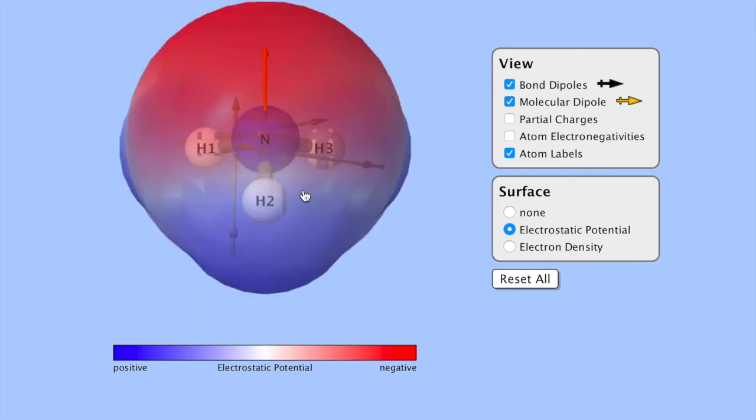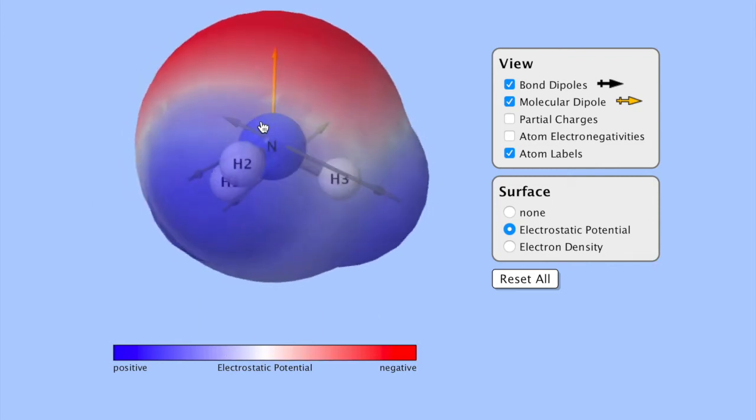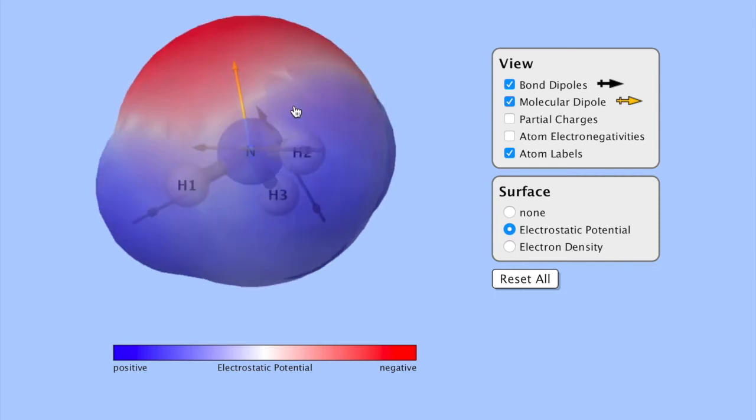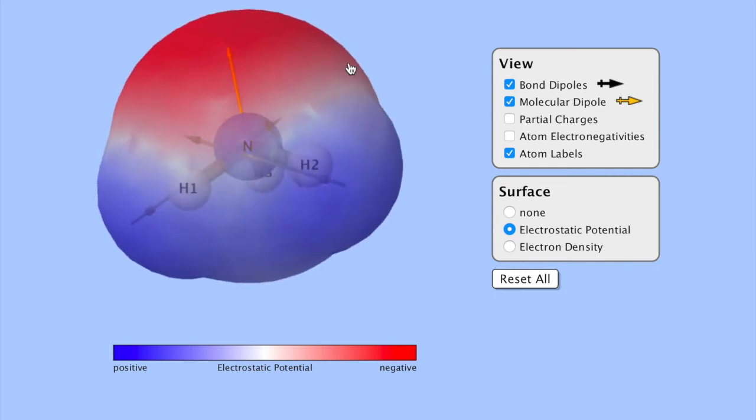Right, ammonia, this is the one that was trigonal pyramidal. It's not flat, even though it's just got the three hydrogens, because remember there's a lone pair of electrons up here. That's why there's so much negative charge up here, and you get the positive down on the other side.